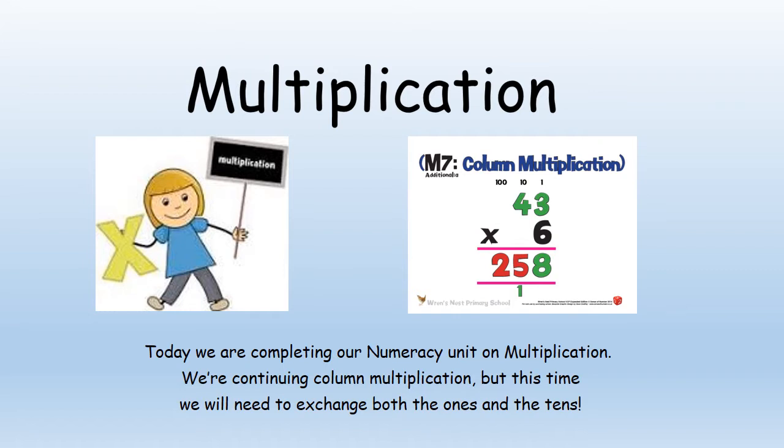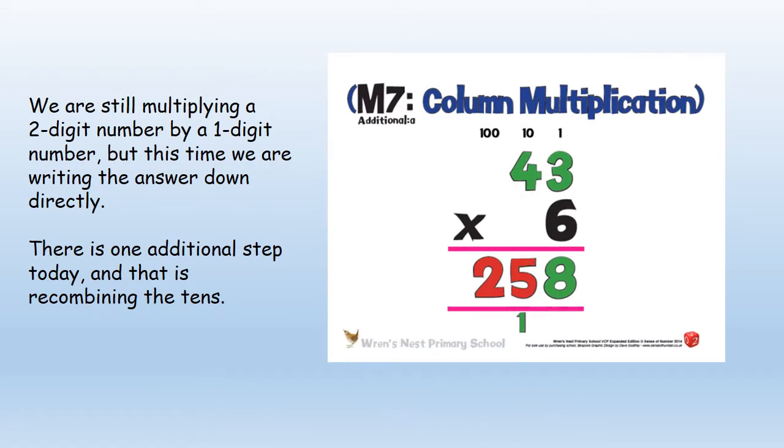Our numeracy unit on multiplication. We're continuing column multiplication, but this time we will need to exchange both the ones and the tens. So I hope you've got your thinking caps on. We are still multiplying a 2-digit number by a 1-digit number, but this time we are writing the answer down directly. There is one additional step today, and that is recombining the tens.